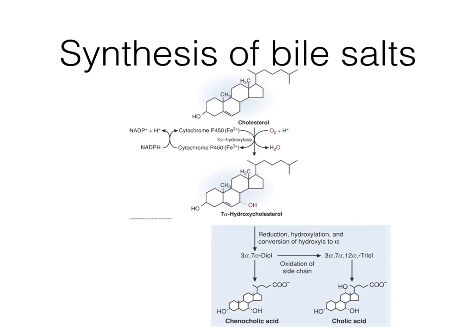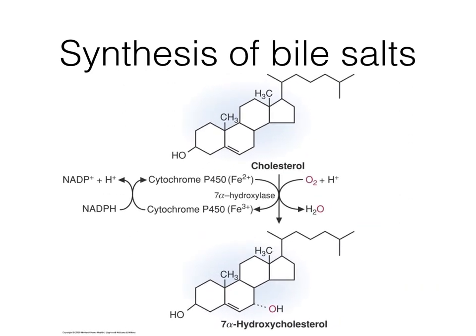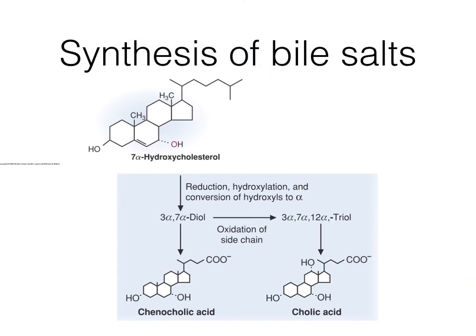The production of bile salt occurs in the liver. In the liver, cholesterol is oxidized to 7-alpha hydroxycholesterol, as catalyzed by the enzyme 7-alpha hydroxylase. This requires molecular oxygen, which eventually forms water, as well as the donation of an electron coming from NADPH. The enzyme that you need to remember here is 7-alpha hydroxylase. 7-hydroxycholesterol eventually will undergo several more steps, not that important to remember, but the final bile acids are chenocholic acid as well as cholic acid.